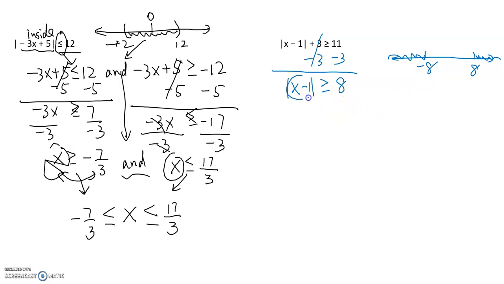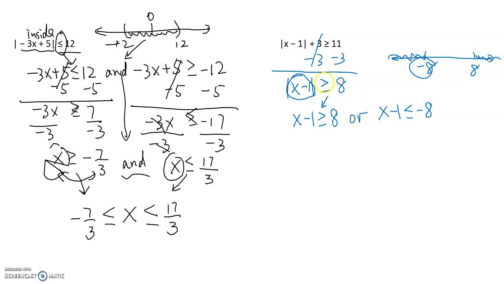So we take the inside quantity, whatever that is, x minus 1, and we keep the inequality sign, greater than or equal to 8. But we're going to flip the sign, reverse it, less than or equal to -8 for the opposite, the left-hand side, a negative number. And because we got two ends, we have to use the word or.